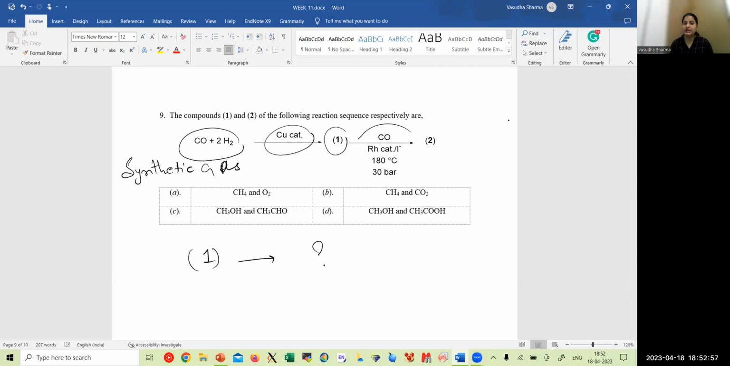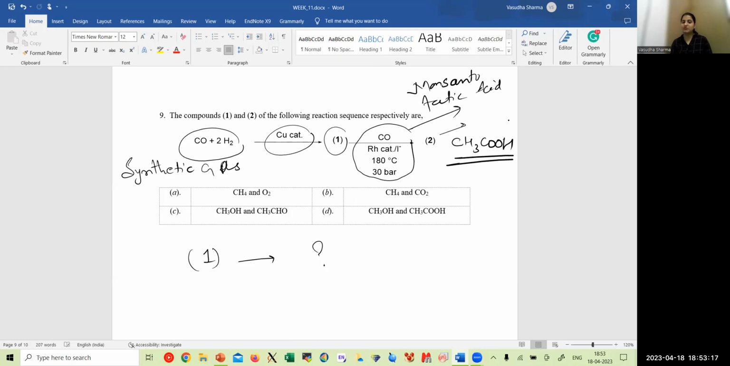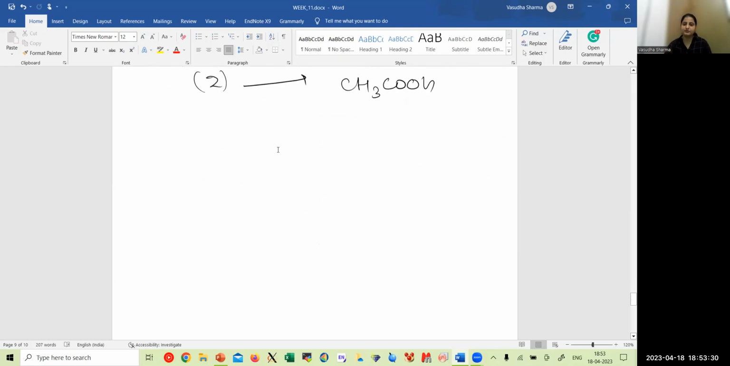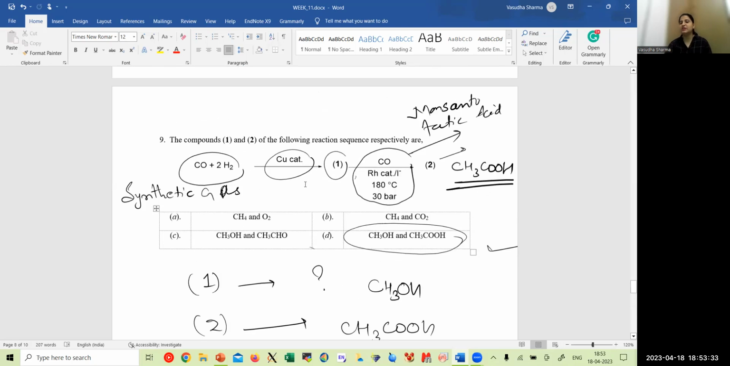And if we are giving a condition of carbon monoxide, that means carbonylation, in the presence of a rhodium catalyst and an iodide source, what will it give you? So this second step is nothing but the Monsanto acetic acid formation. That means the second has to be CH3COOH. And we know that it is coming only from methanol. So the first has to be methanol and the second will be acetic acid. So the D option is the right one. Even if you know the second one, you can identify the first one very easily.